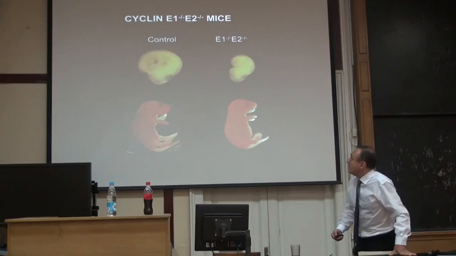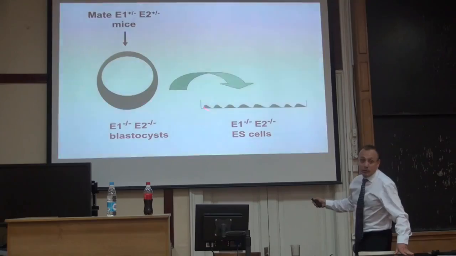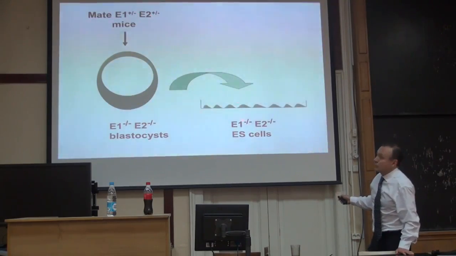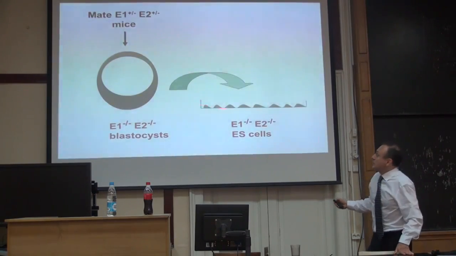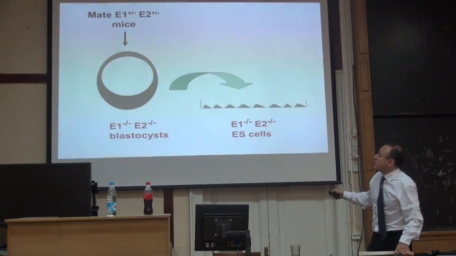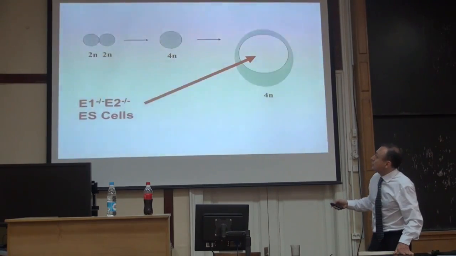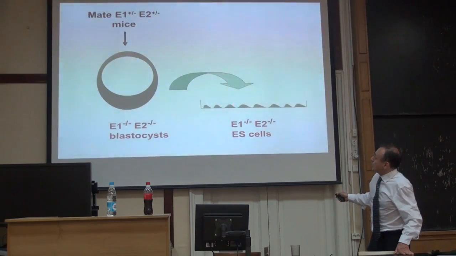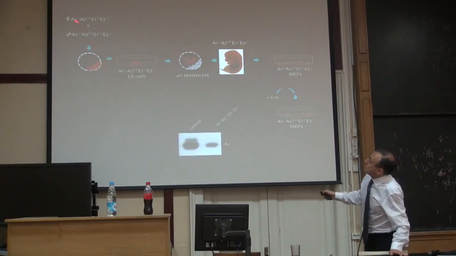Well, I just told you that in order to go from here to here, we did the tetraploid complementation with cyclin E knockout embryonic stem cells. So we did tetraploid complementation, but this is tetraploid complementation with quadruple knockout ES cells. So Ilona mated these mice, E1, E2, A1 minus, A2 flox. Right? So that's what we have to do. We have to get these cells, quadruple knockout embryonic stem cells, and then inject them into tetraploid blastocysts. Okay, so this is what Ilona did.